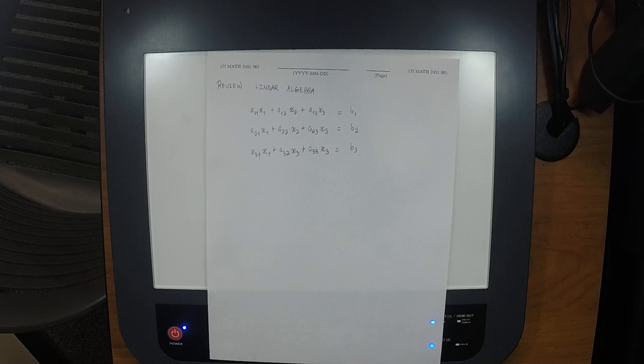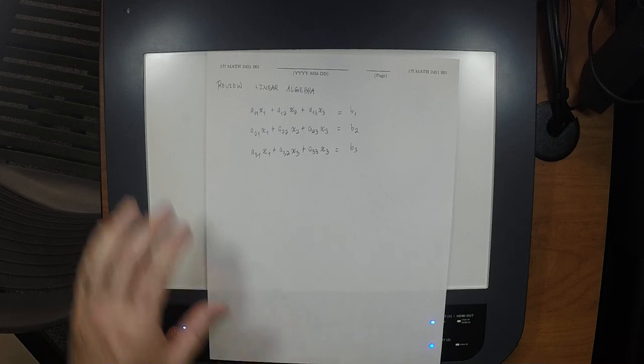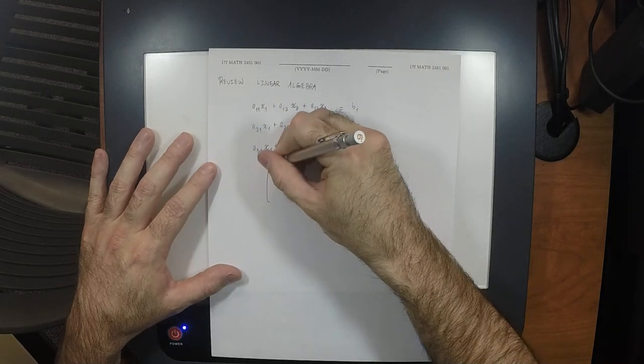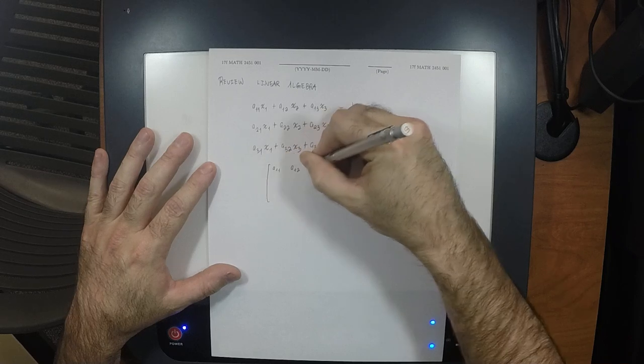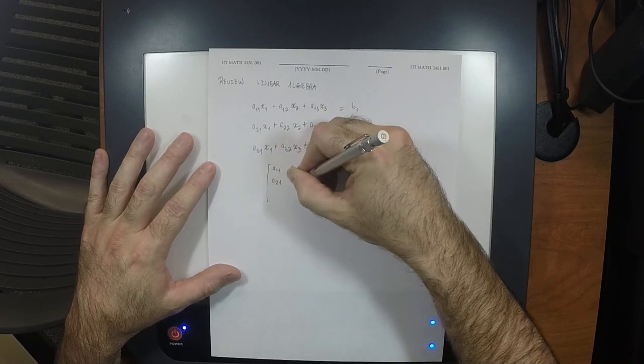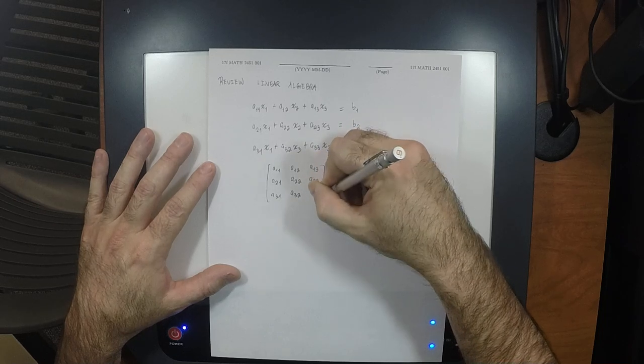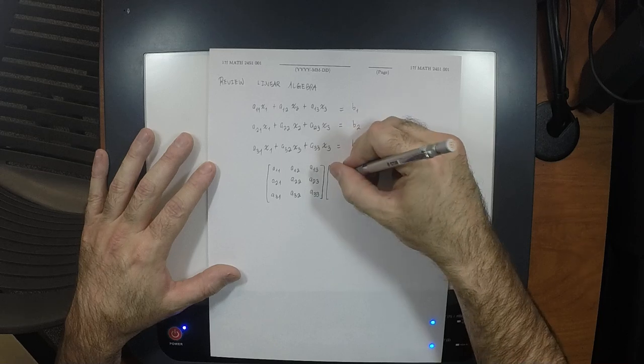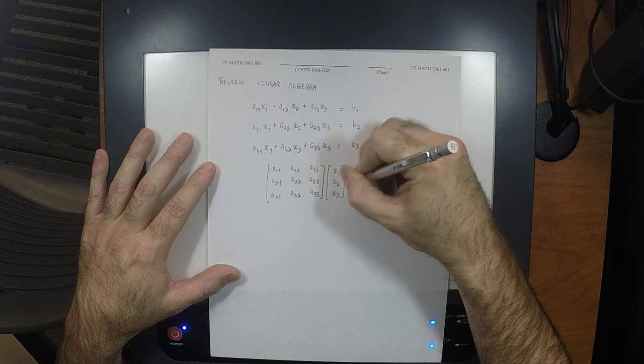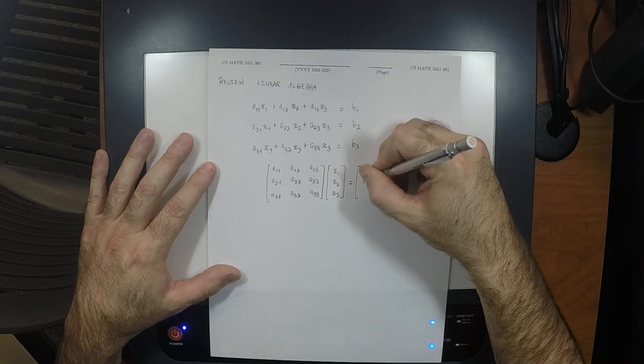So situations like this come up all the time in math and science, where the A's and the B's are all known, but the X's are unknown. And you want to know, can I solve this equation? So one of the upshots in linear algebra is that this can be represented with matrices and vectors in the following way. This can be represented as the matrix a11, a12, a13, a21, a22, a23, a31, a32, a33, multiplied by the column vector x1, x2, x3, equal to this other column vector, b1, b2, b3.